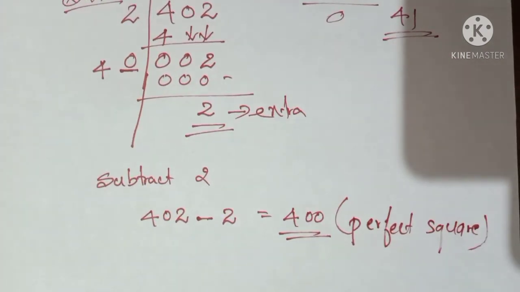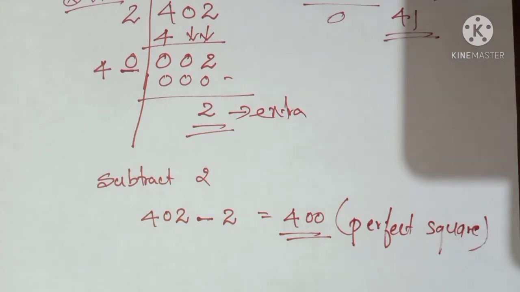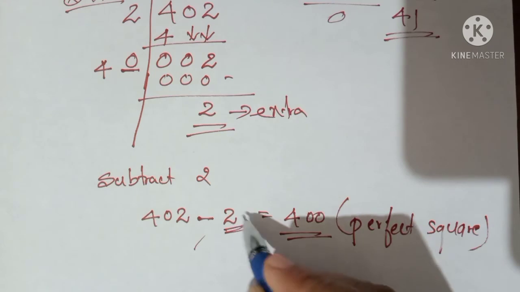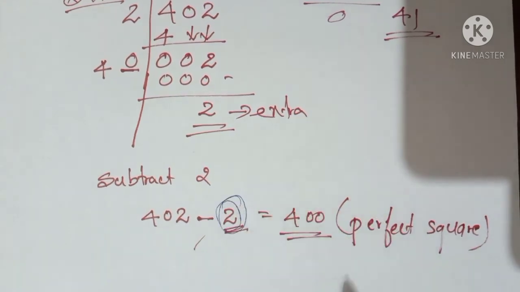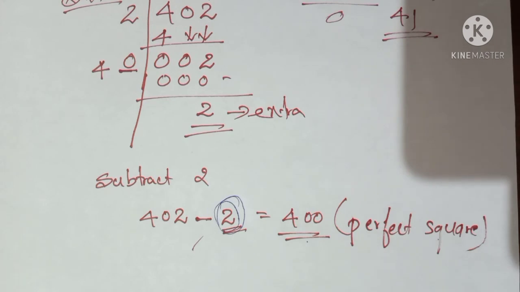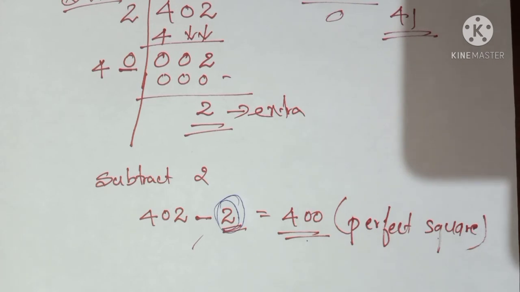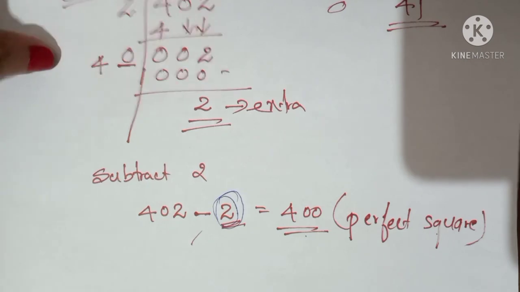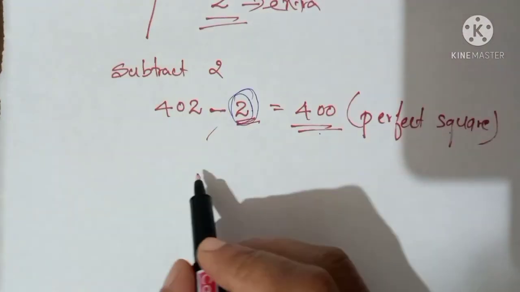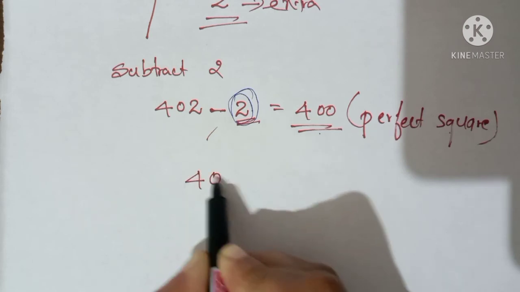So what they have mentioned in the question, next one. Now we found out the least number. This is the least number. We are subtracting, we got 400. 400 is a perfect square. Next, what do you want to do? You want to find the square root for this 400, right? So long division method, 400.